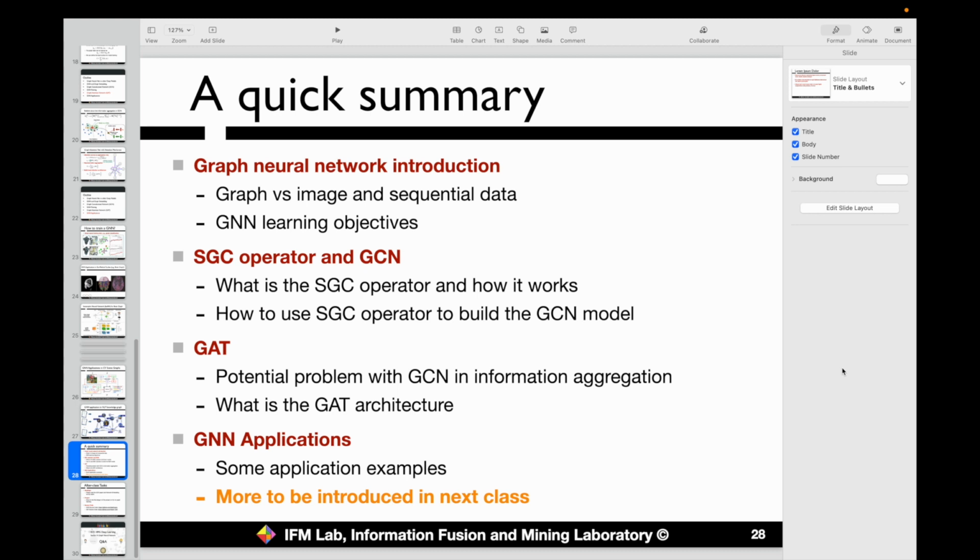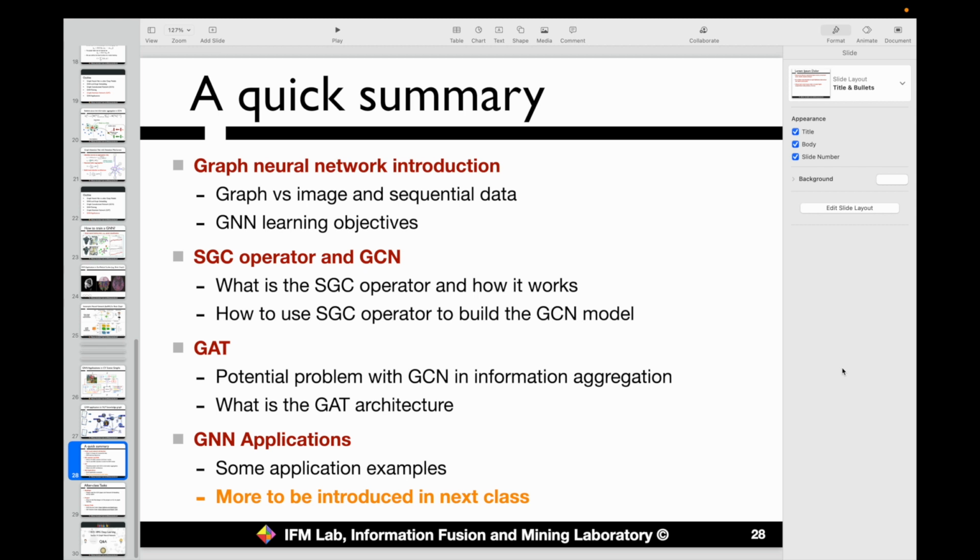We discussed the SGC operator for the GCN, and we mentioned what the SGC operator is and how it works, and how to use this SGC operator to build a GCN model. We will briefly mention the GAT model as well. The potential problem with the GCN model in the information integration or aggregation, and what the difference of the GAT model architecture is, and how it addresses this problem in the aggregation process. Finally, we showed some potential applications with the GNN models.